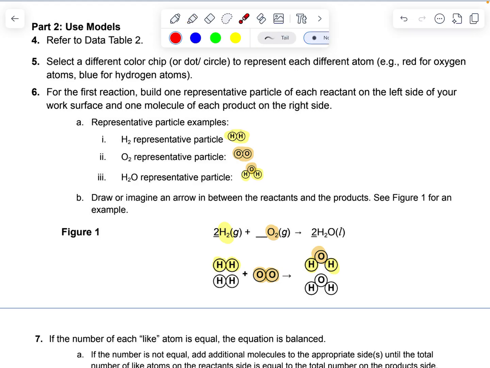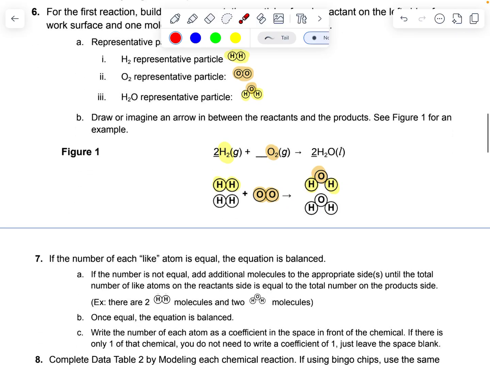And now it says draw or imagine an arrow between the reactants. Here's my arrow. And now when we look at this, if I just have hydrogen plus oxygen gives me H2O, when I'm looking at my number of like atoms, I only have 2 hydrogens on the left here, but that's great. I have 2 hydrogens on the right. And so those are balanced. I have the same hydrogens that I started with. But when I look at my oxygens, I have 2 oxygens on the left side of my arrow, but I only have 1 oxygen on the right.